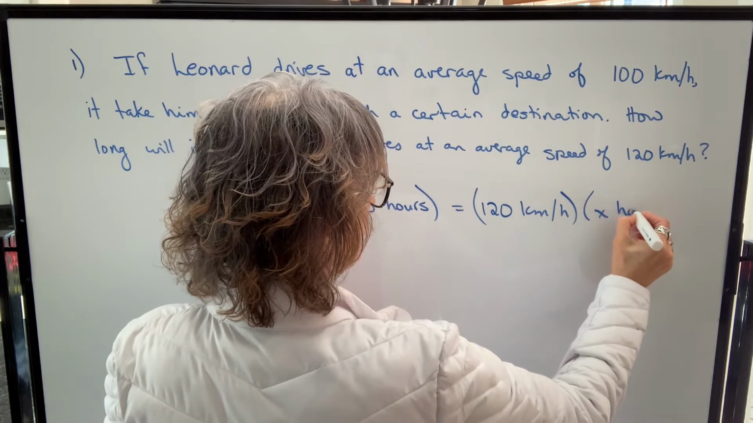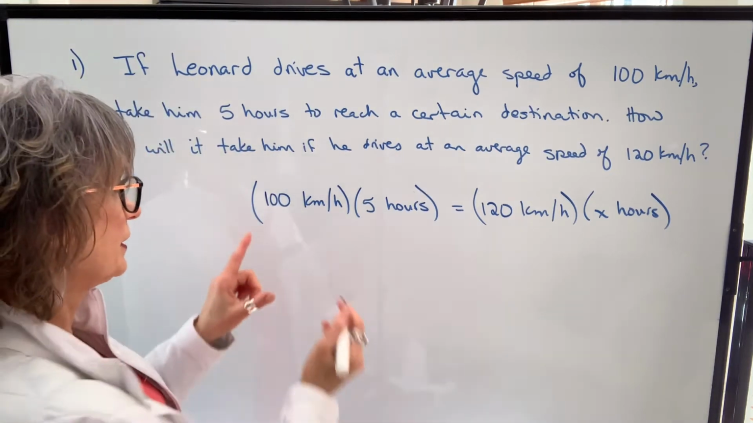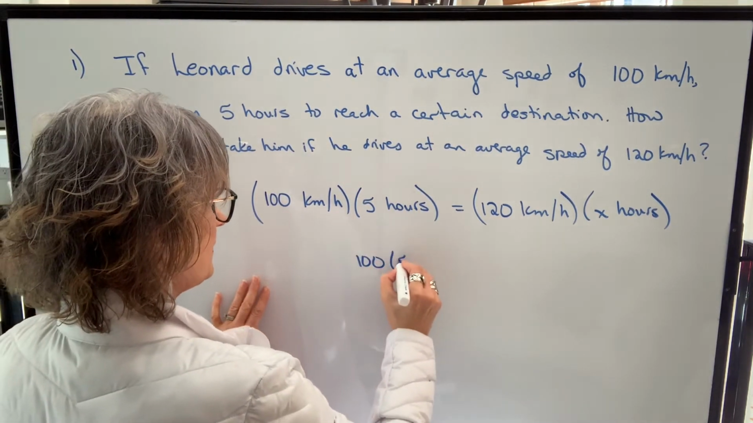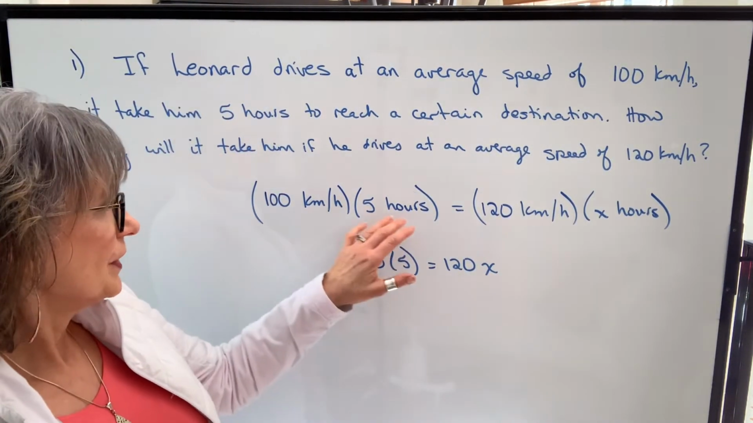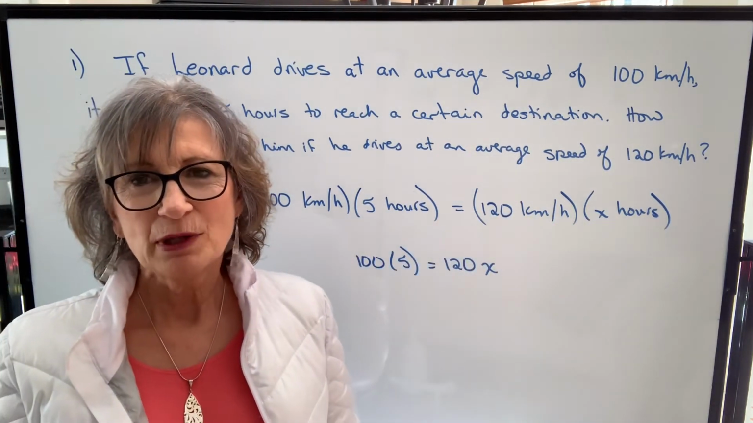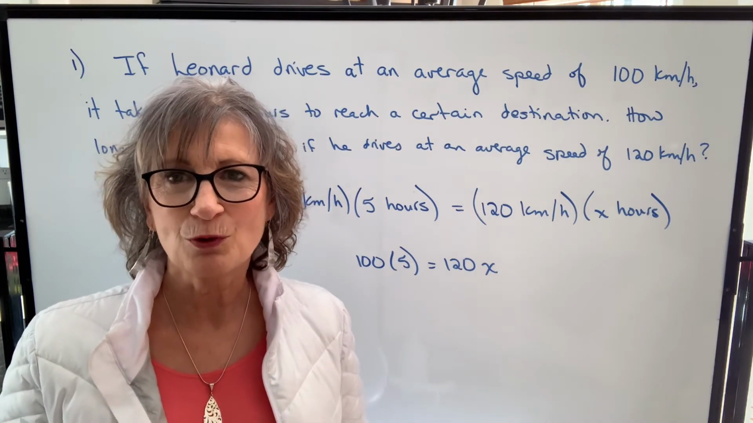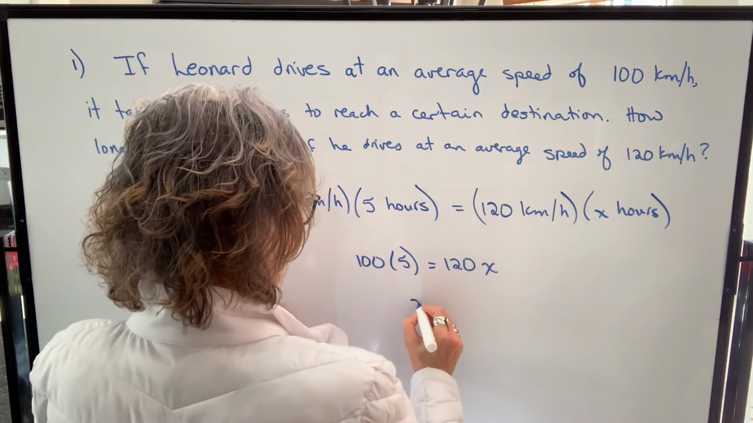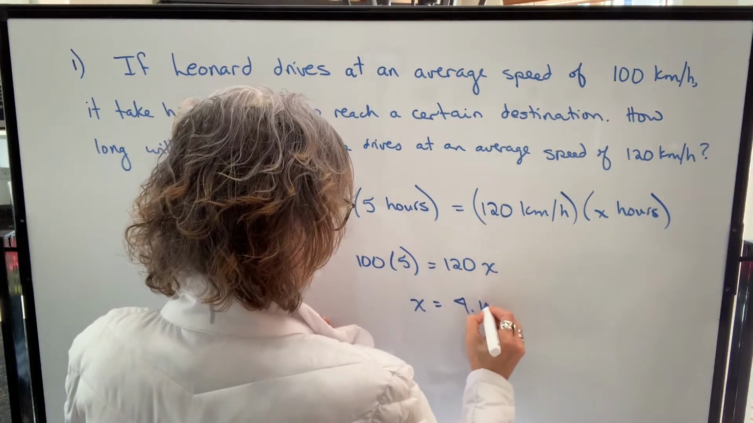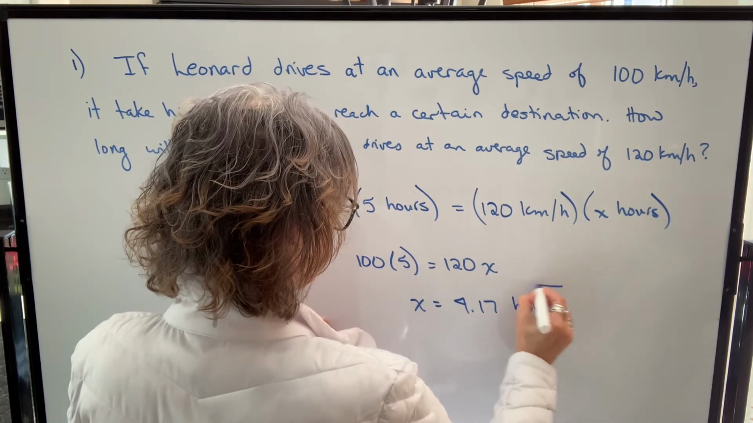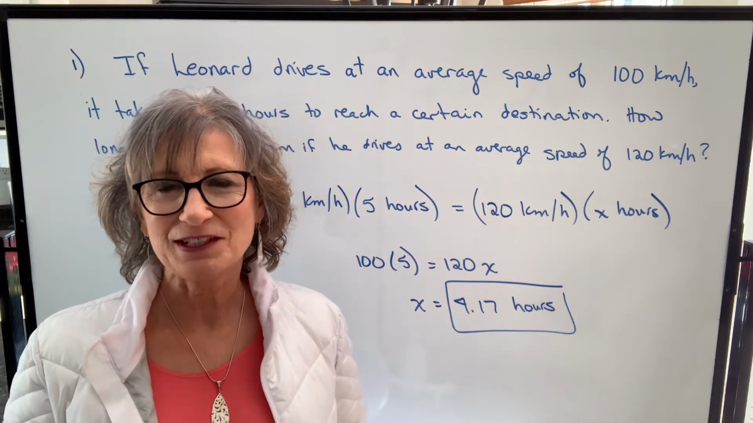times X hours. Now I just put the units in there so that you can see everything's consistent, but if you want, you can just set it up. 100 times 5 will equal 120 times X. So putting the units in isn't necessary, but it just keeps you on track to make sure that your units are consistent for both quantities. When we solve for X here, we're just going to take 100 times 5 and divide by 120, and we get 4.17, and the time is in hours. Which makes sense. It's going to take less time driving at a faster speed.